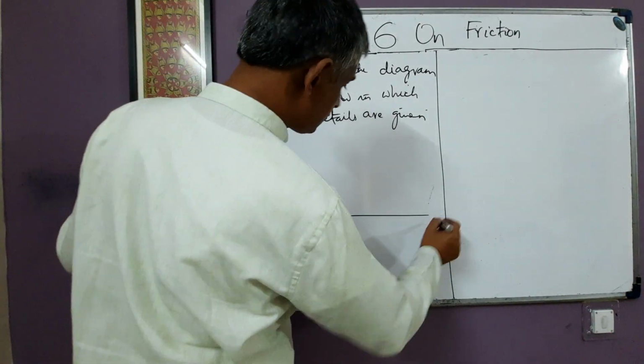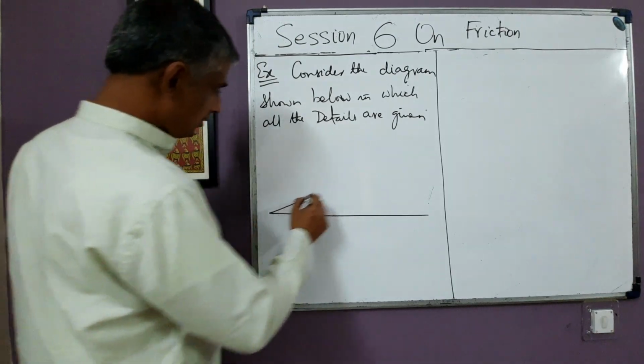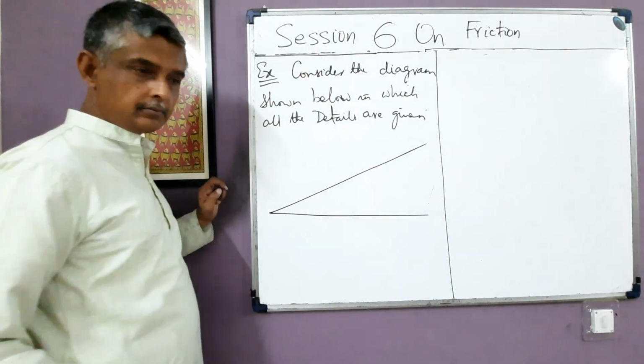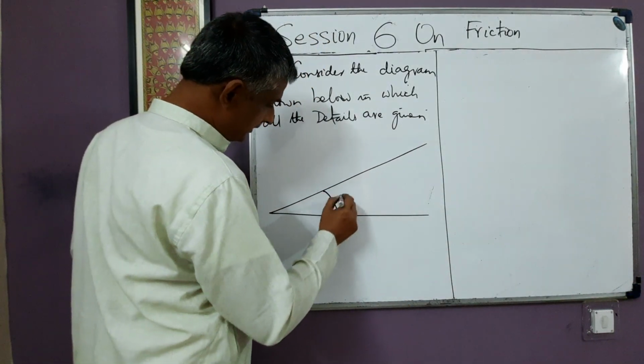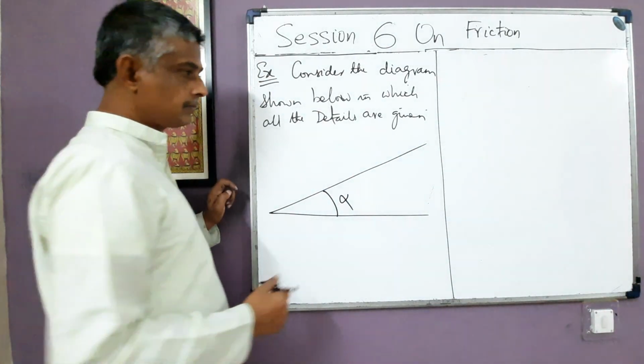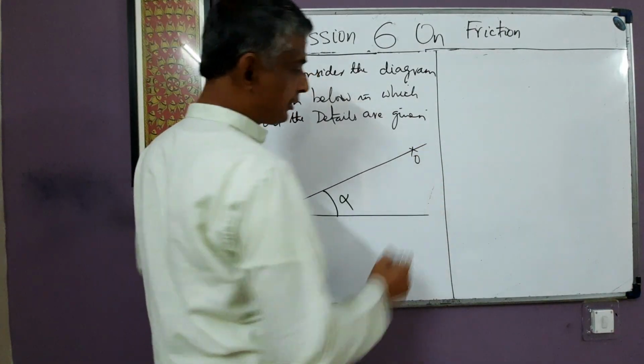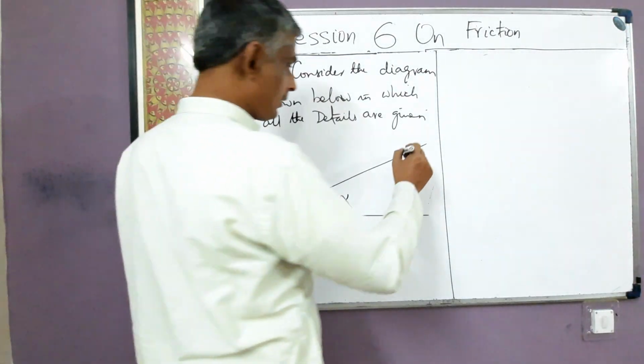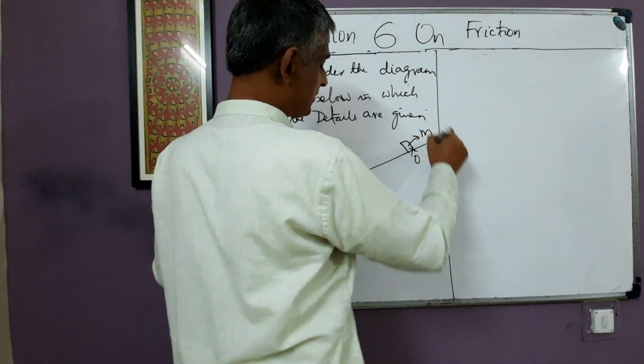See, this is the horizontal direction. This is a fixed rough inclined plane. This makes an angle of alpha with the horizontal. O is some point on the inclined plane. A small block of mass m is placed here.